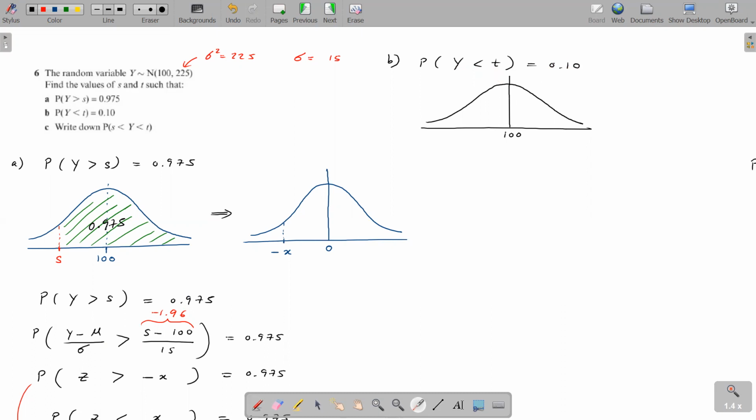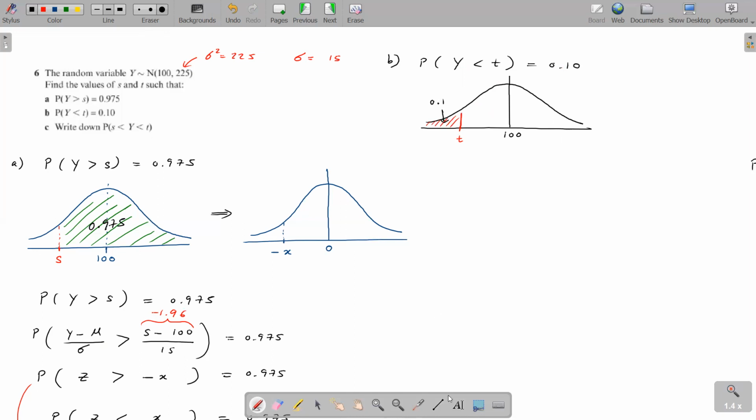If you're shading a small portion, you can see that it doesn't make sense to mark T here. Right? If I mark T here, the area behind is very large, it's more than half. So it makes sense that T is behind 100, right? Because you're shading the area Y less than T. So this makes sense. You see, so this area is 0.1.